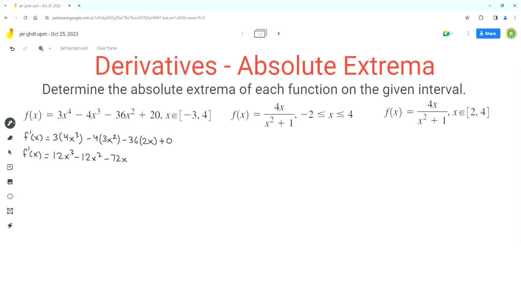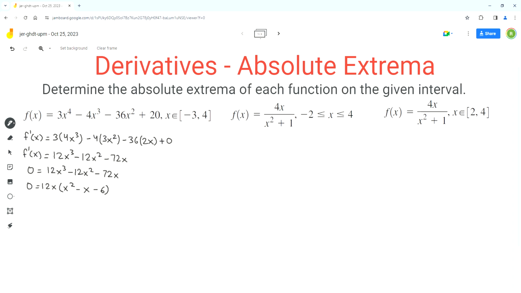Now we set f prime of x equal to 0 and solve for x. So 0 equals 12x cubed minus 12x squared minus 72x. We can simplify this equation by common factoring. We can factor out 12x. So 0 equals 12x times the parentheses x squared minus x minus 6.